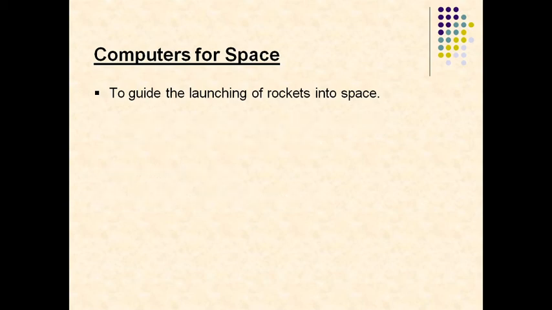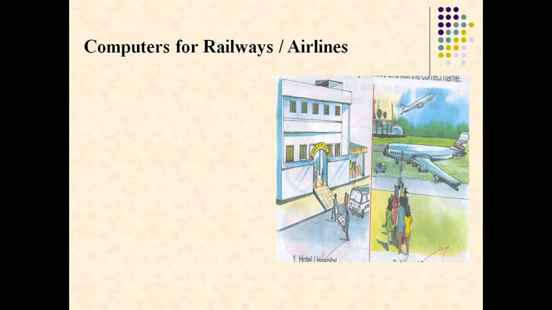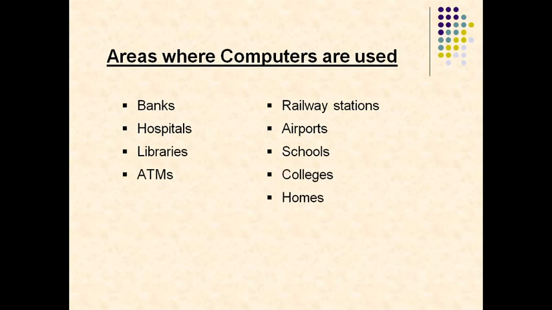Okay. So this is about the topic we were discussing, areas where computers are used. The areas are banks, railway stations, hospitals, airports, libraries, schools, ATMs, colleges, homes. In ATMs also we can use computers. We are seeing today in ATMs the computers will display the account details, how much the balance is, how much you are withdrawing. Okay, all these things.